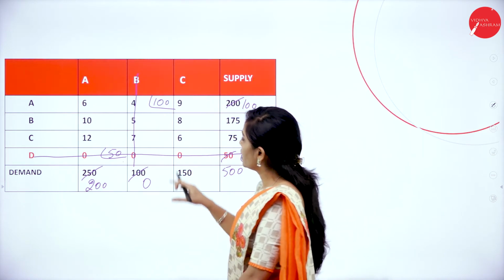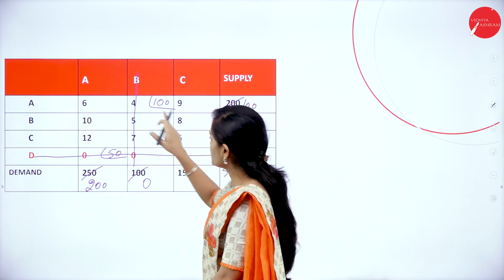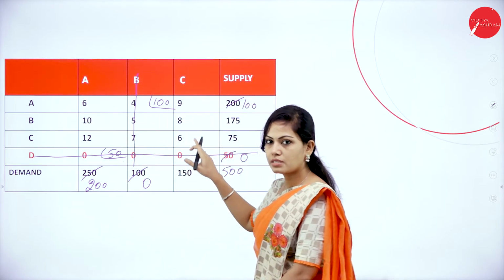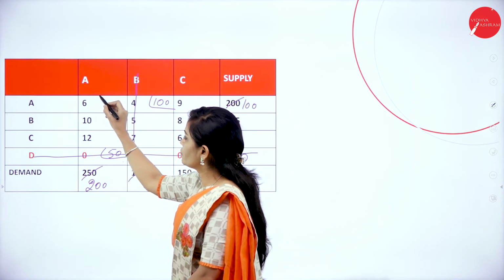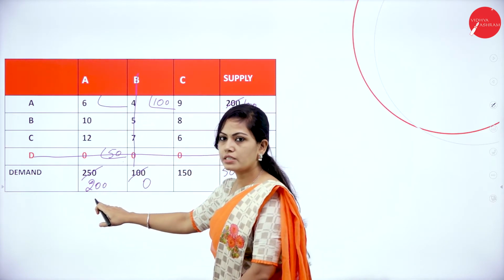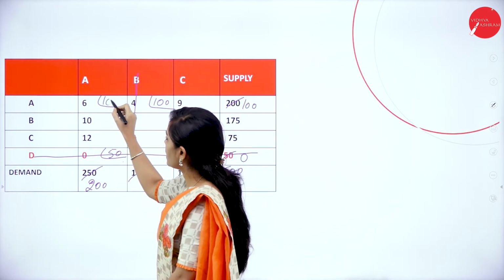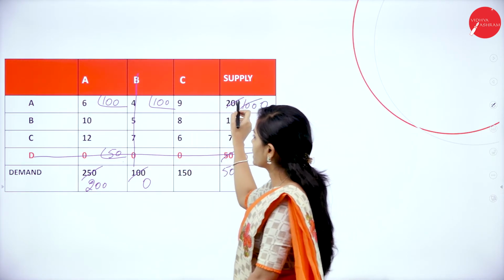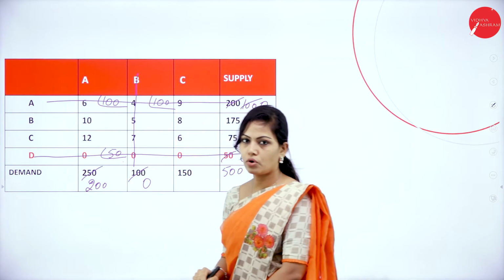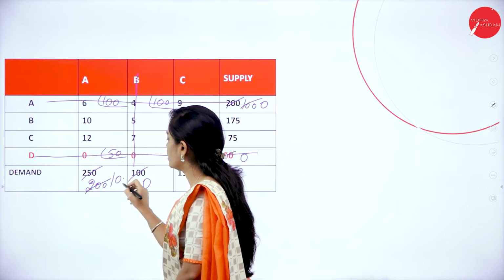And the next step, again consider the least value. Here we have 6, 6 and 6. You can consider any 6 here. I will take this first 6. You just check the demand value and supply value. Supply value is lesser than demand value. So, it will become 0. You can cancel this entire row also. And 200 minus 100 is 100.